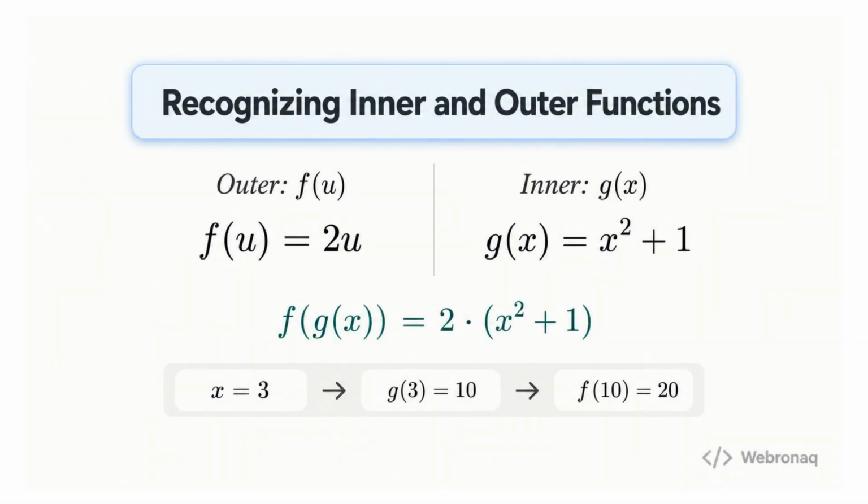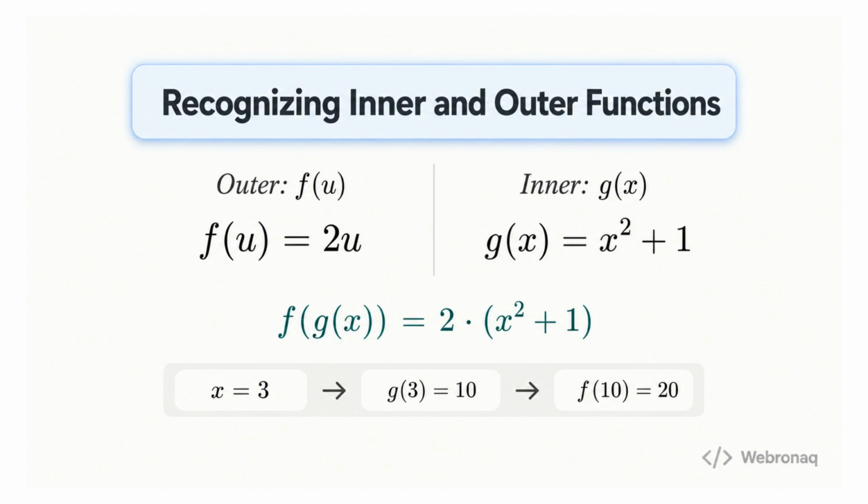Now that we have seen composite functions in action, let us focus on one critical skill: spotting which part is the outer function and which is the inner. Take our example again. f of g of x equals 2 times the quantity x squared plus 1. The outer function f acts on whatever sits inside it, and the inner function g of x equals x squared plus 1 is what sits inside.